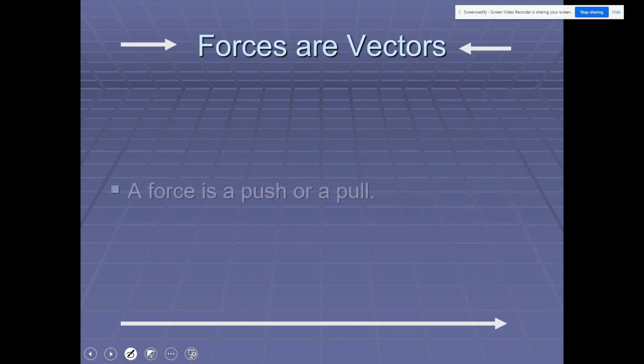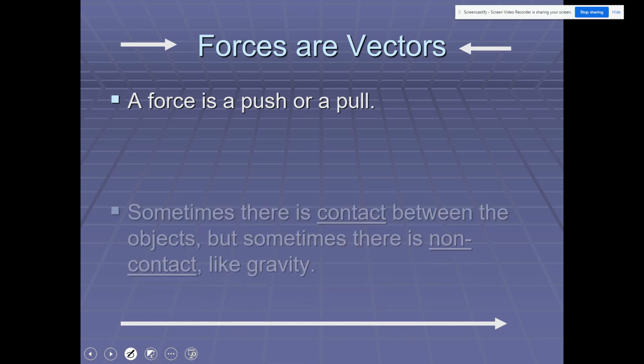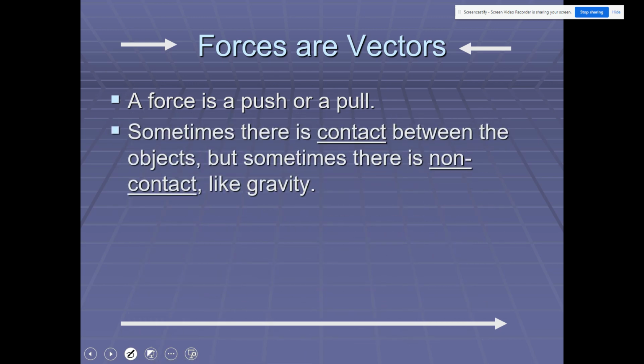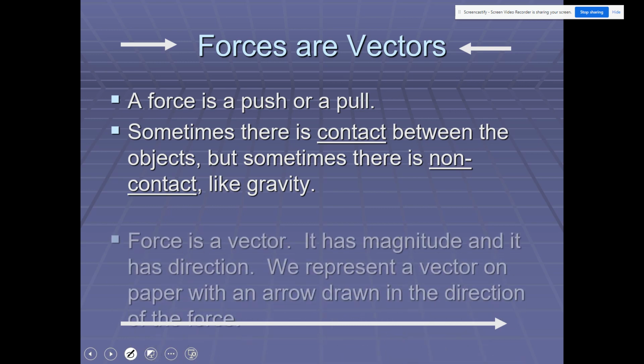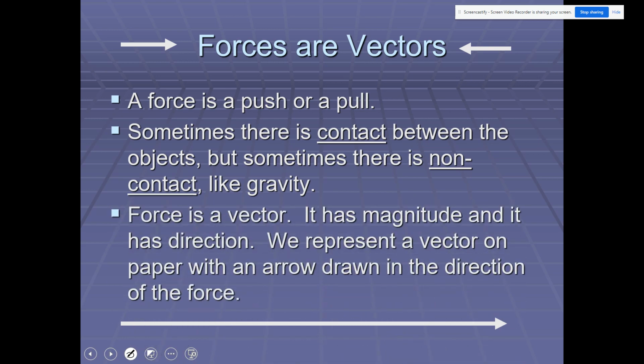Okay, keep in mind that forces are vectors. So it's either a push or a pull. Sometimes there's contact between the objects. Sometimes there's not contact, like with gravity. And because it is a vector, we need to have an arrow that represents the direction that the force is being exerted. And you probably notice I have different size arrows on this slide, and they're pointing in different directions, which tells us that this big arrow, the force is being exerted to the right, or the small arrow at the top, the force is being exerted to the left.